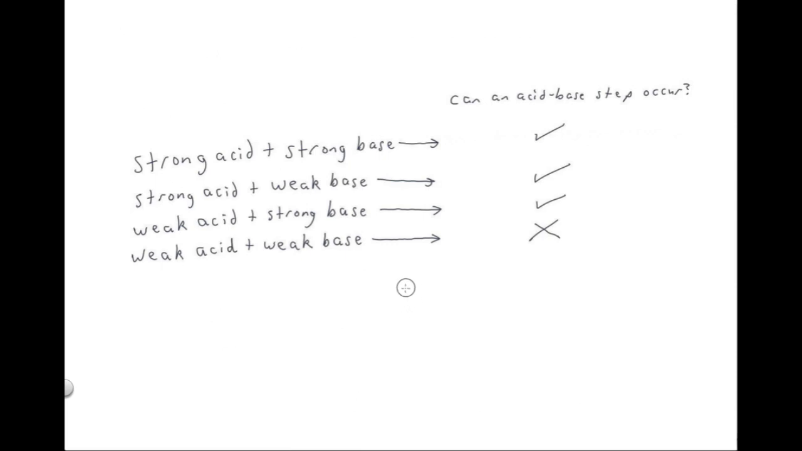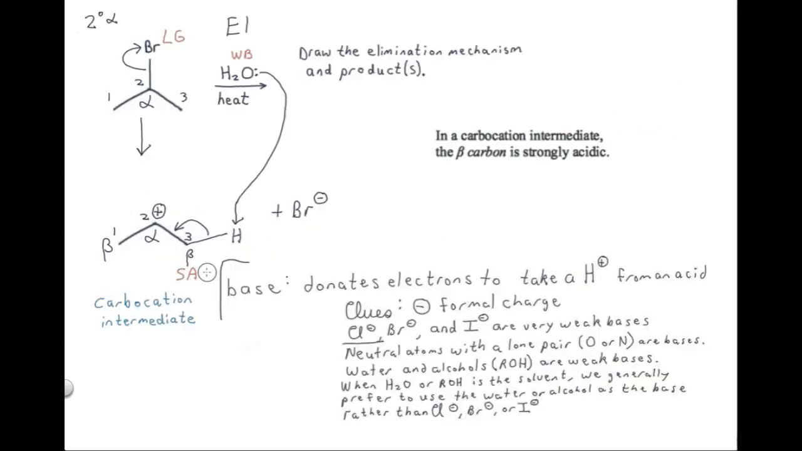In organic chemistry, we usually don't get an acid-base step between a weak acid and a weak base. In organic chemistry, either the acid or the base usually has to be strong in order for an acid-base step to occur. This positive formal charge makes this molecule strongly acidic. So we can get an acid-base step even though water is only a weak base.